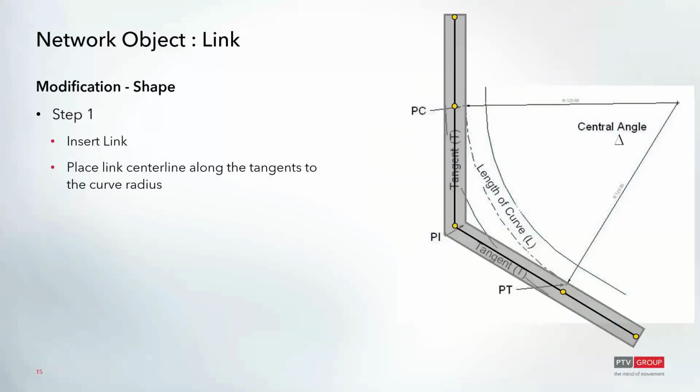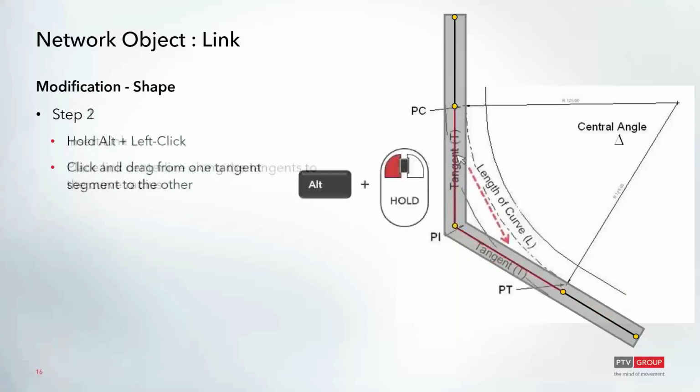So most of the time, roadways are going to have some kind of curvature. And Vissim does have some built-in functionality where you can add in spline points automatically to both links and connectors to help create some of those smooth curves. So if you do have a curved section of roadway, you can insert a link where you place the center line of that link along the tangent point to that curve radius. And then from here, there's a little shortcut. If you hold Alt and then left click and you select one of these tangent points, you can then click and drag that into the other tangent segment.